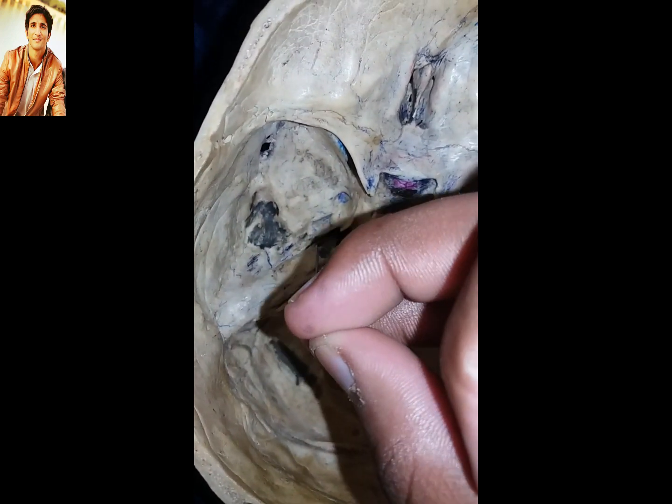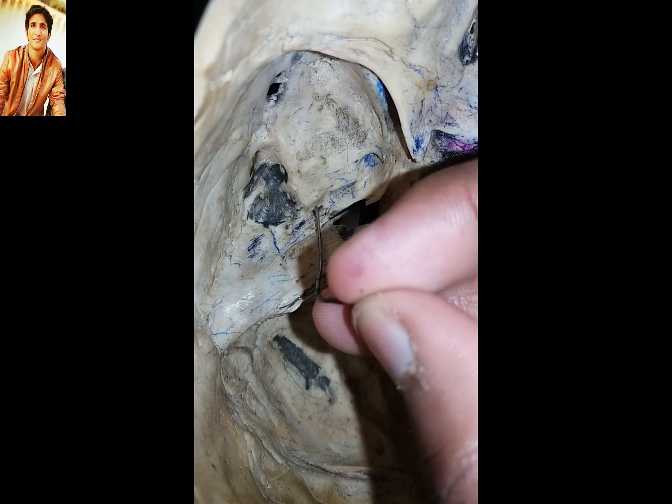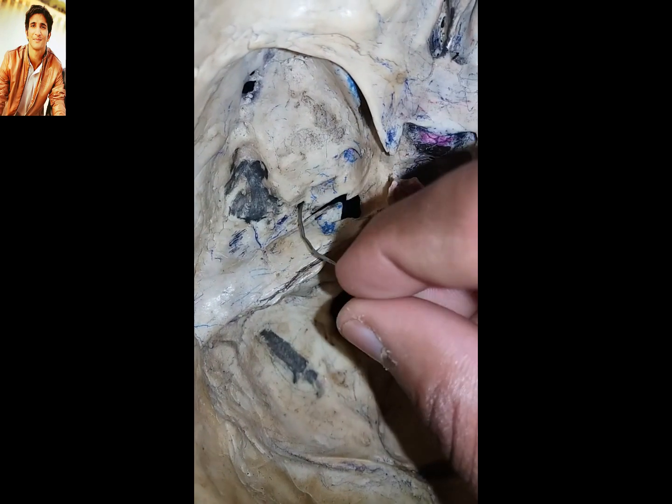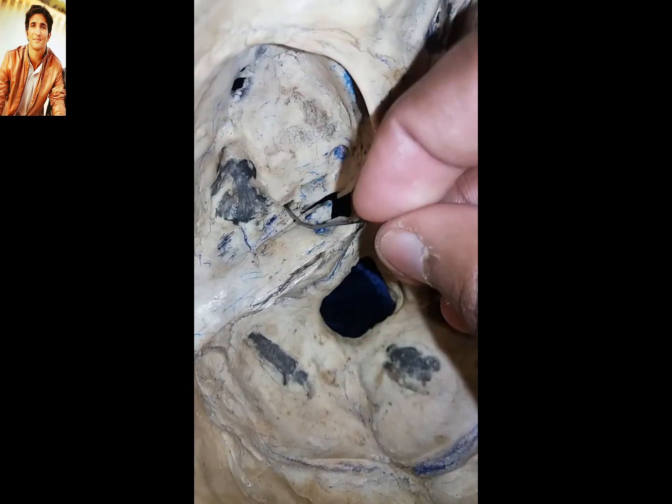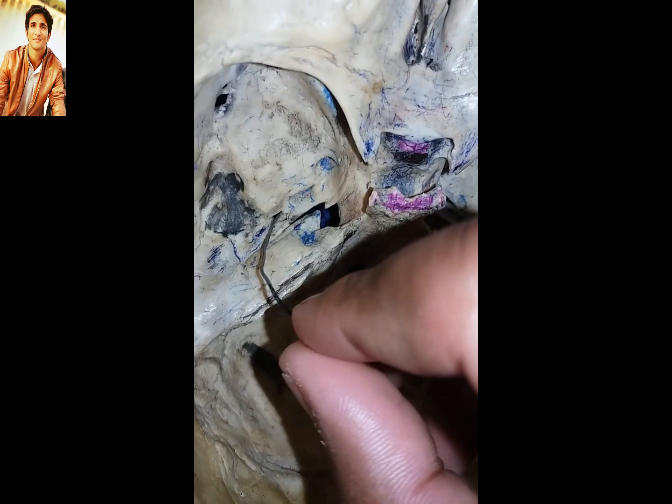This foramen is known as foramen spinosum. It lies just posterior lateral to the foramen ovale. This is foramen spinosum. This is the spine of the sphenoid, the spinosphenoid process.